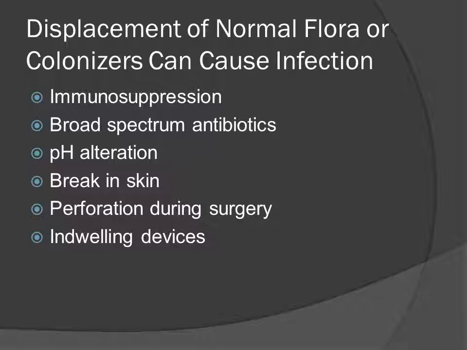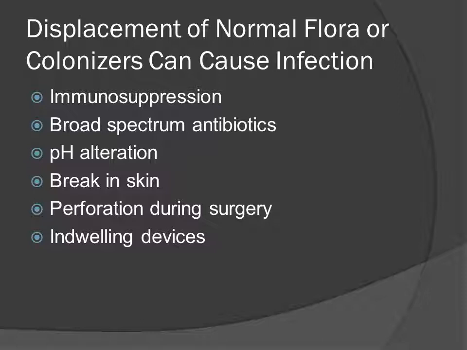Colonization: there's certain bacteria that can become colonized in different areas. The most frequent one that we think about in healthcare is MRSA in the nares. So say something happens and it causes it to become displaced from your nose into your lungs, then that could cause a MRSA pneumonia. So what are the most frequent situations where the displacement of normal flora or colonizers can cause infection?